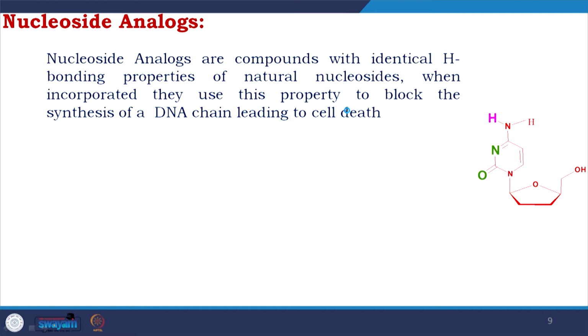So, nucleoside analogues are compounds with identical hydrogen bonding properties, as you have already seen in the picture where I put the GC hydrogen bonded pattern and then brought the dideoxy one. Nucleoside analogues are compounds with identical hydrogen bonding properties of natural nucleosides. When incorporated, they use this property to block the synthesis of a DNA chain, leading to cell death.